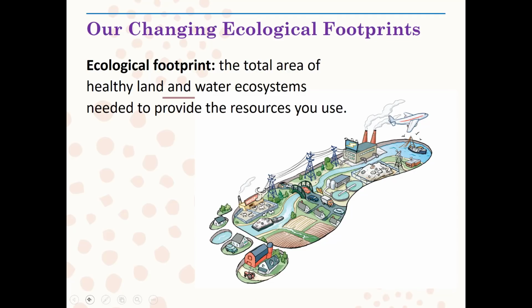So first thing we're going to talk about is what's called our ecological footprint. And you might have heard this before, but when we talk about our carbon footprint or our ecological footprint, what we're really looking at is the total area of healthy land and water that each individual needs to provide the resources that you use. So we're looking at what we need for food, what we need for water, what we need for energy, all of that land that we need to provide those resources that we use every day. So that's looking at really what our footprint is on our atmosphere and on our biosphere.